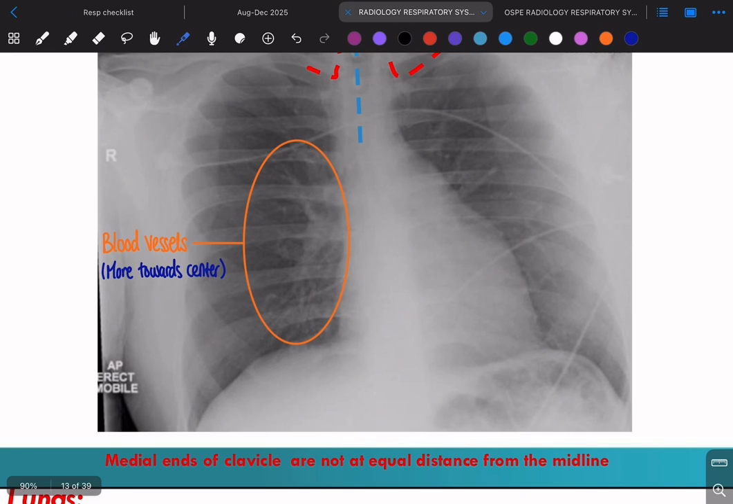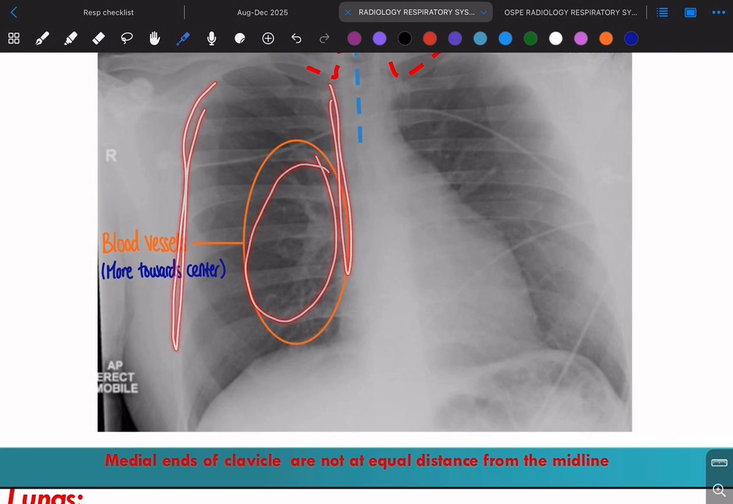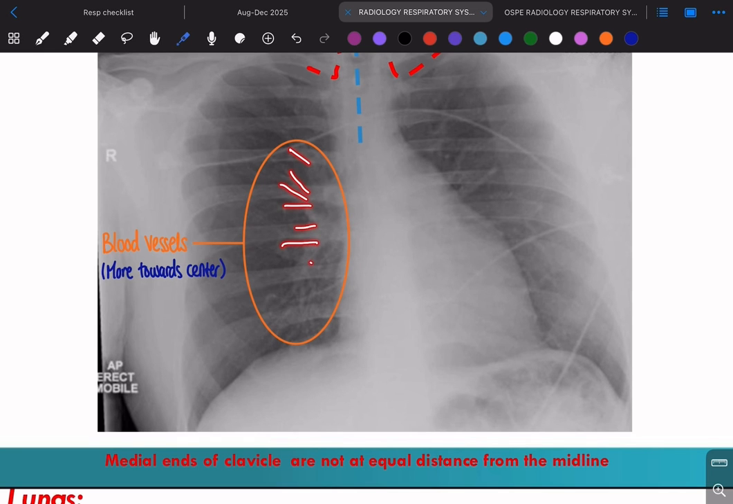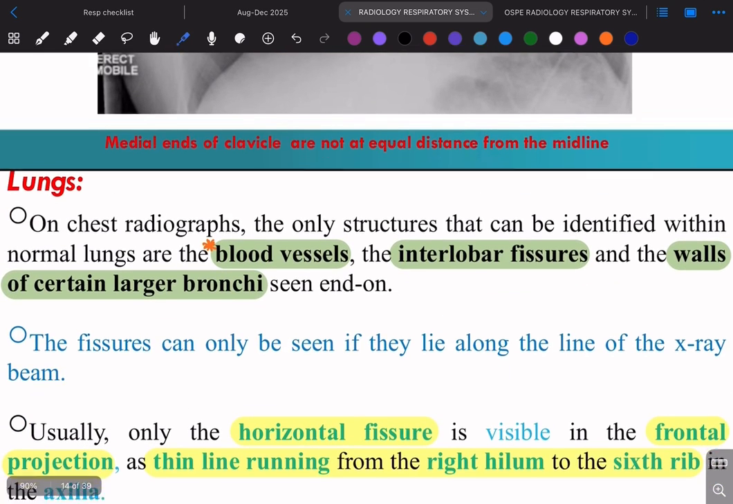They're usually towards the center of the lung. Here this is the lateral part of the lung and this is the medial part of the lung. So they're usually towards the center. You can see the ones inside the orange circle are the blood vessels. All these are the blood vessels. Okay? Then let's see the fissures.